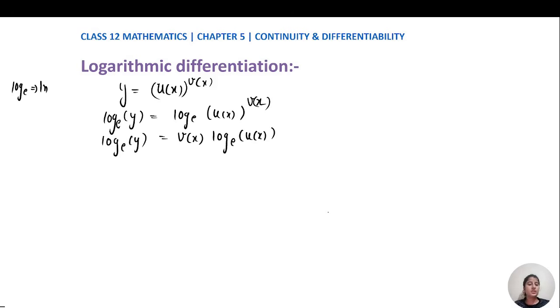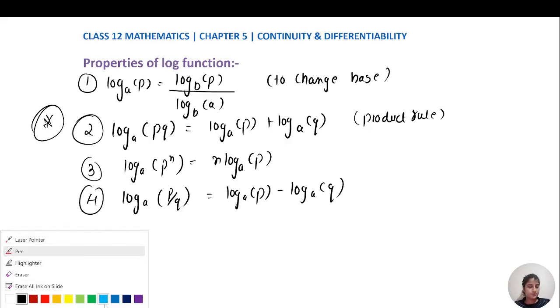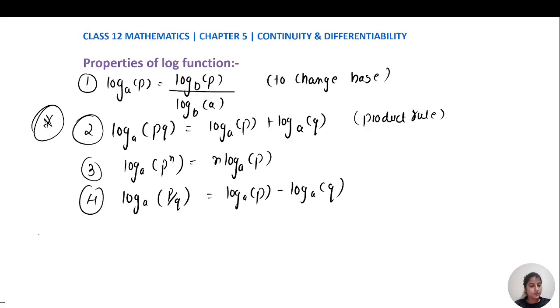Now differentiate both sides. Just use our chain rule or whatever we know about our derivatives. So differentiate both sides. For this, what do we need? Okay, before that, maybe I should tell you the standard derivatives. The first one is the differentiation of our exponential function, that is e raised to x. This is nothing but e raised to x. This is our first one.